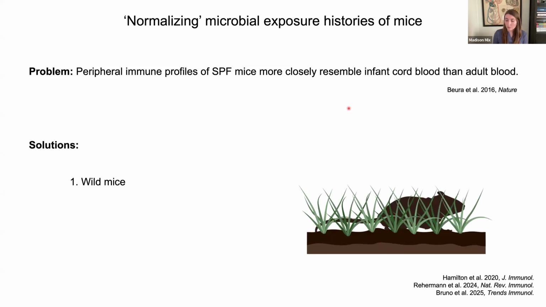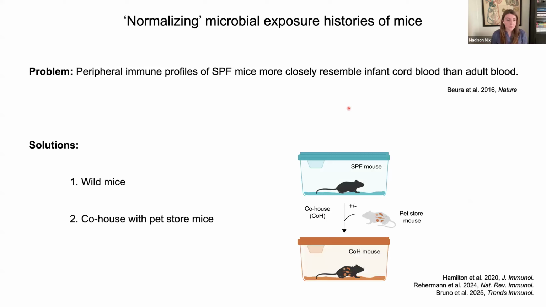And so several approaches have been proposed. One idea would be to just study wild mice. This, of course, is very difficult. These mice may harbor pathogens that we don't want to bring into laboratory environments, and may also be very difficult to power. But some other solutions have been proposed that may be a bit more tractable. Here, it's possible to resource pet store mice that are going to harbor a natural microbial burden that could be transmitted via natural transmission routes to SPF mice to generate a group of co-housed mice.